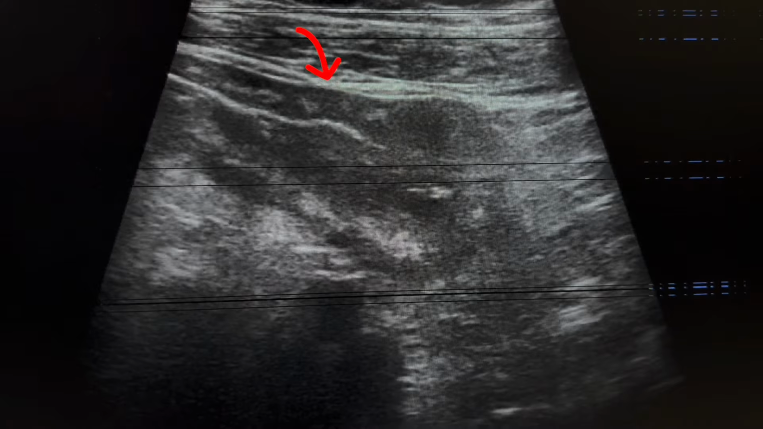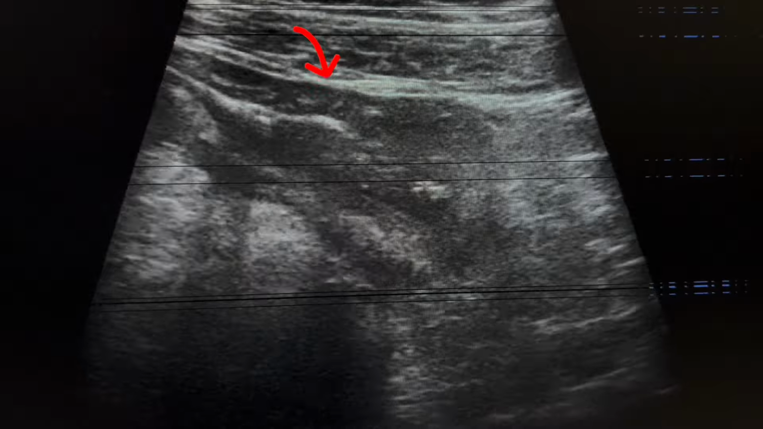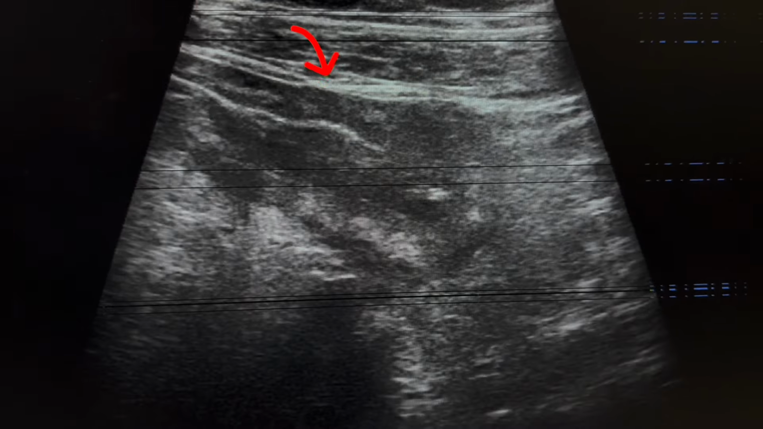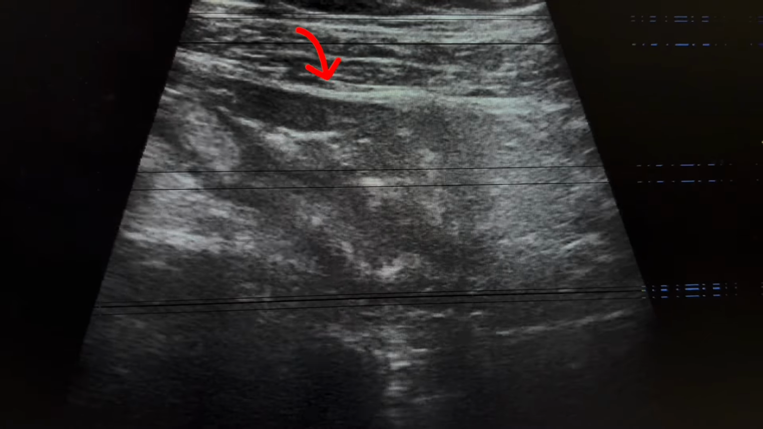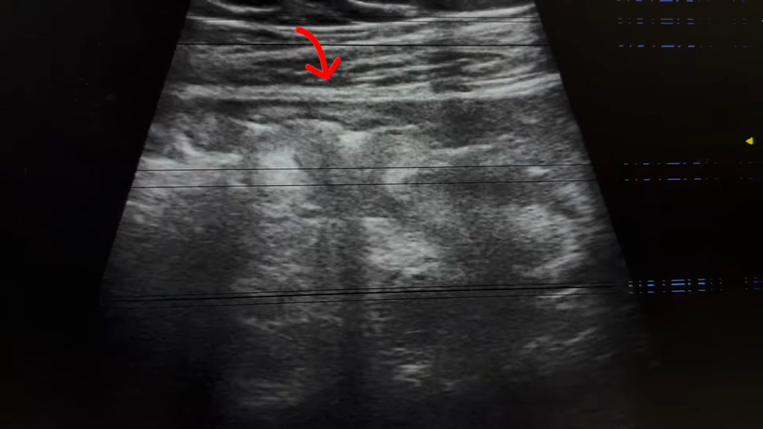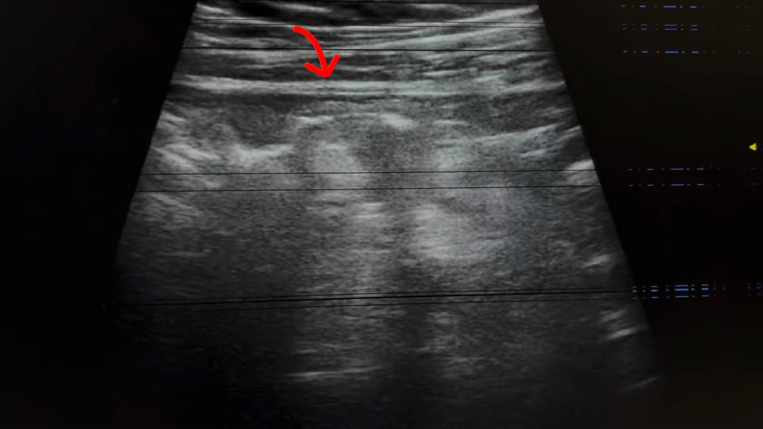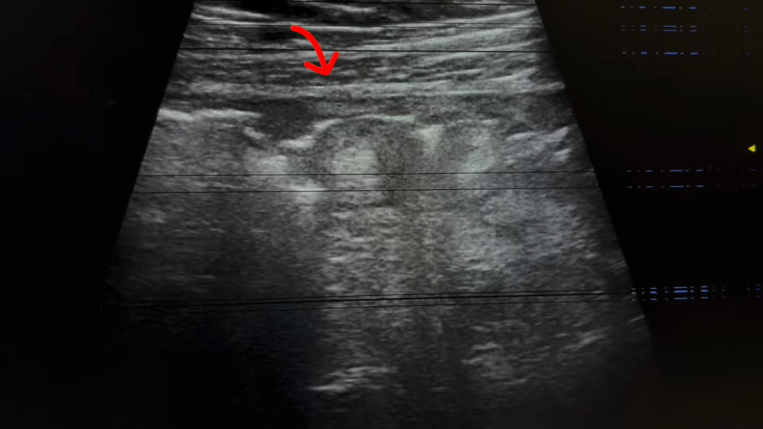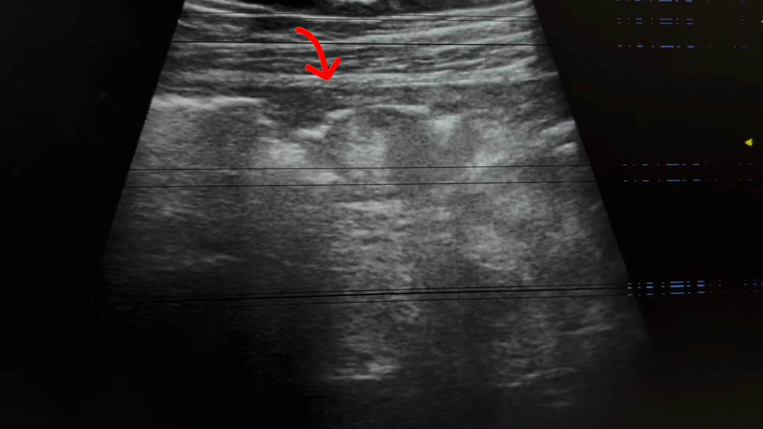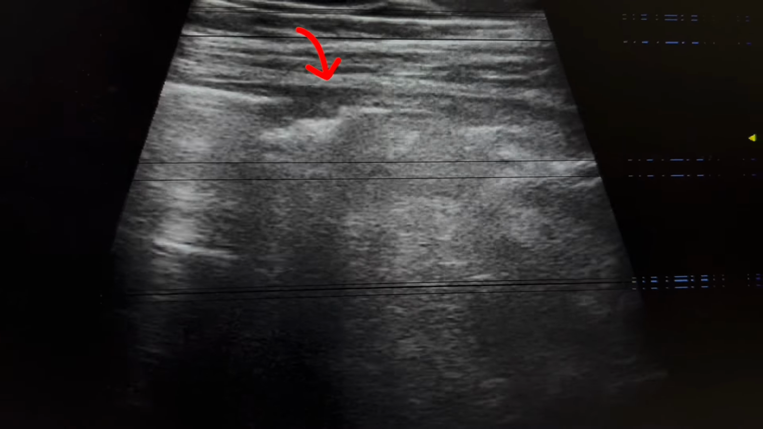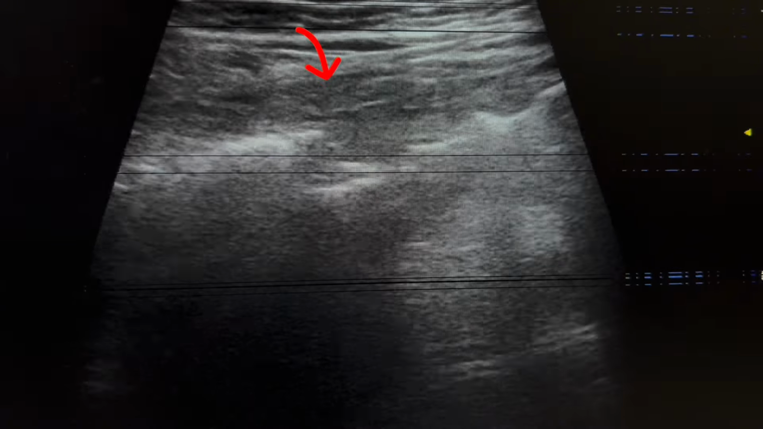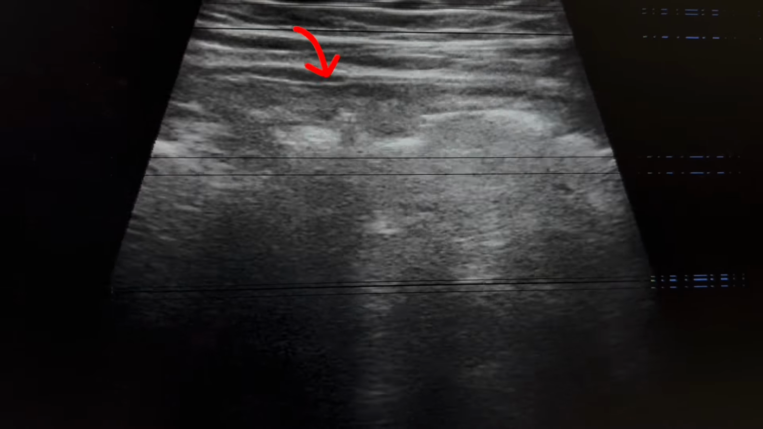Now we continue scanning to see the proximal part of the ascending colon. The proximal part of the ascending colon is also inflamed and the walls are prominent and thickened. But the middle part is normal and not visualized.